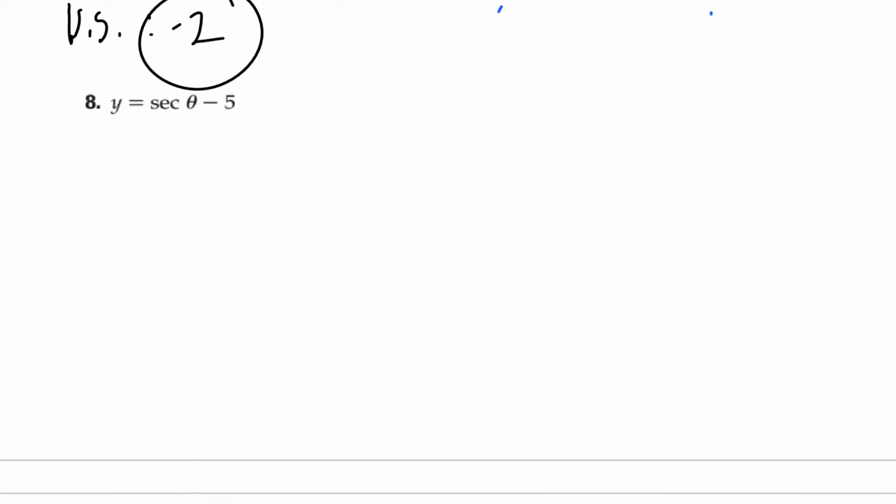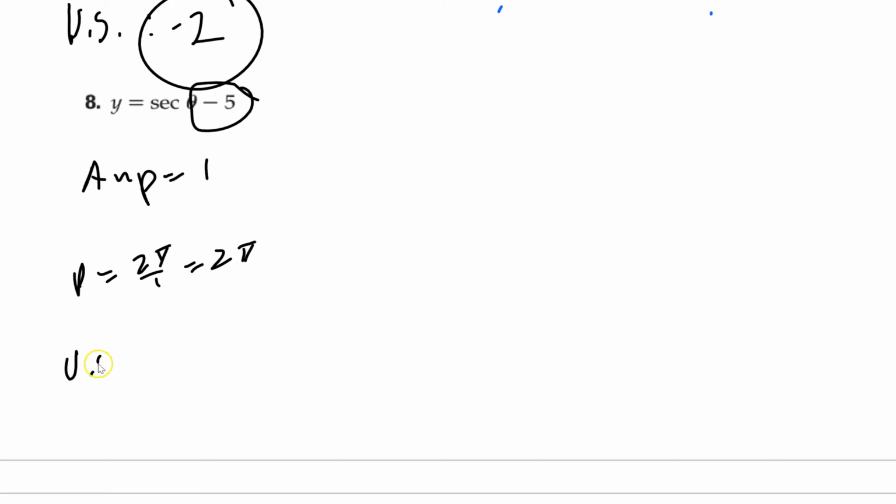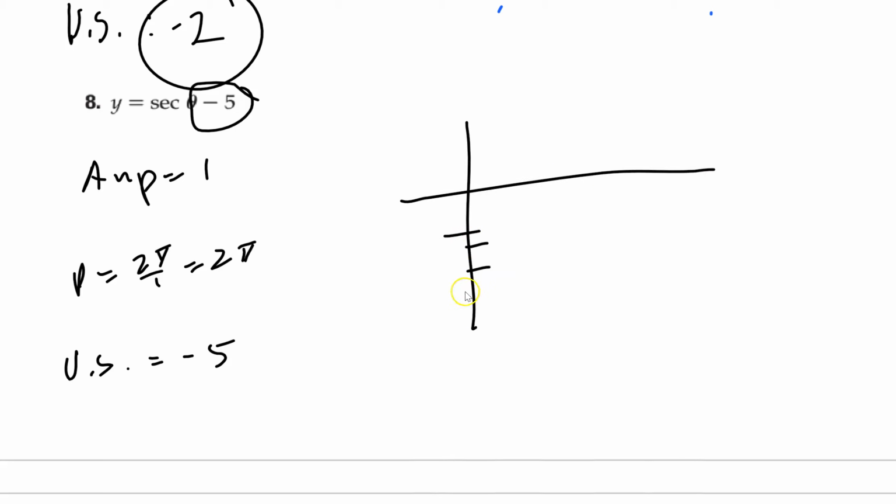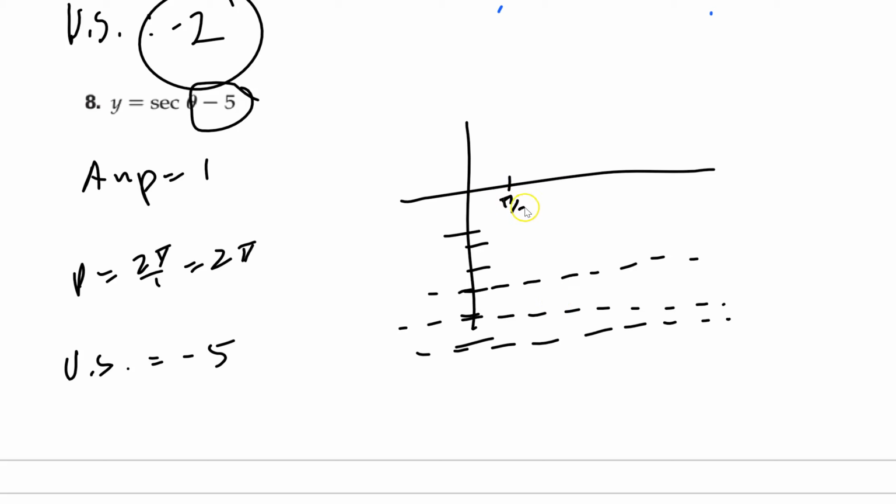We'll do the same thing for secant. I'm just going to do some real quick. Let's say amp is 1, period's 2 pi over 1, so 2 pi. Vertical shift is -5. This one fast. 1, 2, 3, 4, 5, 6. This is my middle. My amp is 1, so I can go one above it, and then I could go one below it. Oh, that gets bad at the end. Another 2 pi, another basic one. I'm getting kind of bored with the basic ones. I'm starting at 0, so no phase shift, and you end at 2 pi.